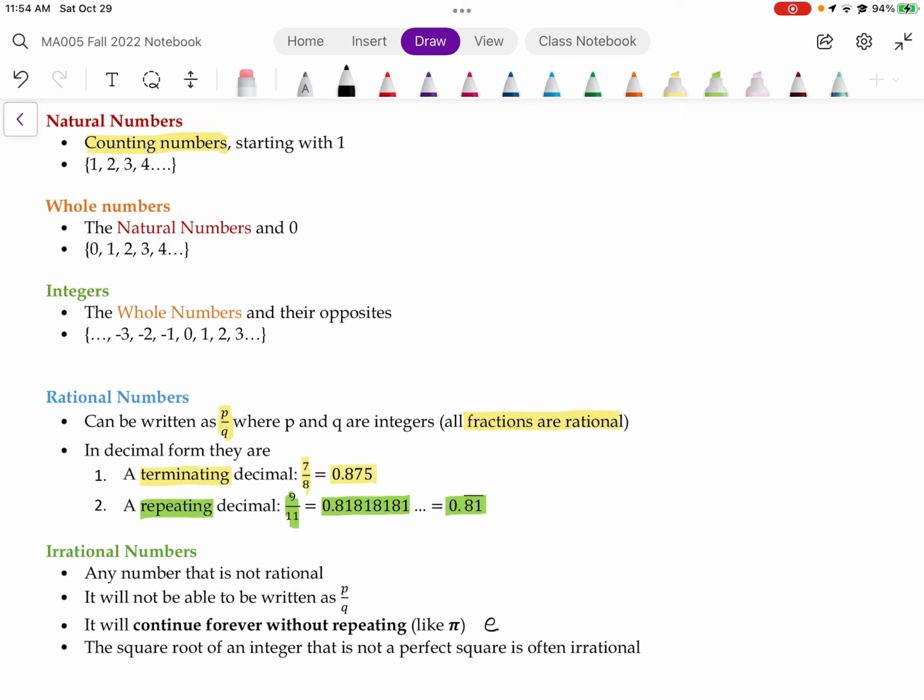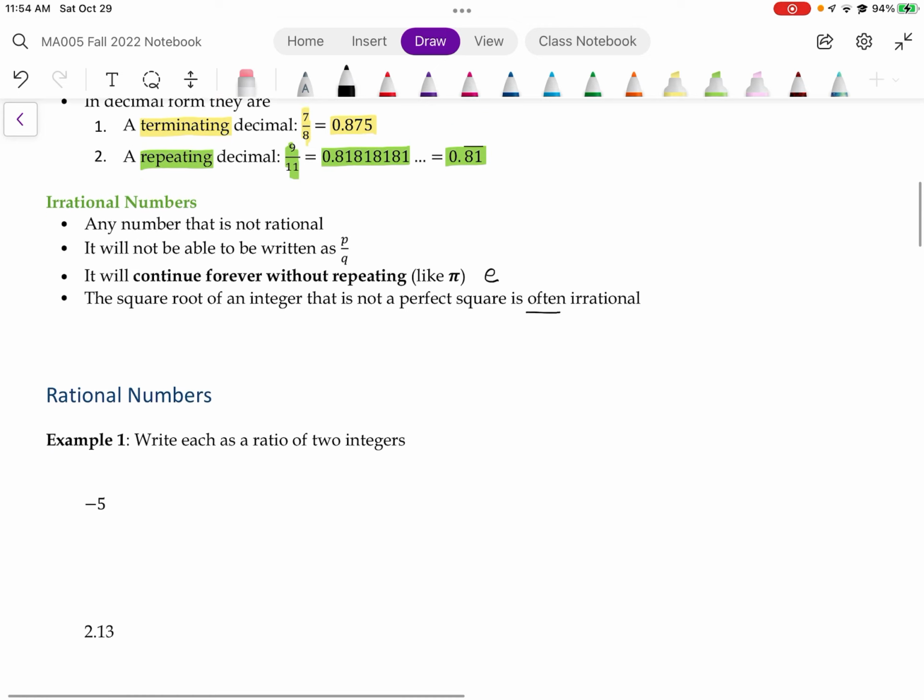And the square root of an integer that is not a perfect square is almost always irrational. I say almost always because I haven't been able to find one that isn't. So I think they are all irrational. I think once in a while there's one that isn't, but you can just assume if it's not a perfect square, it is irrational in this class.